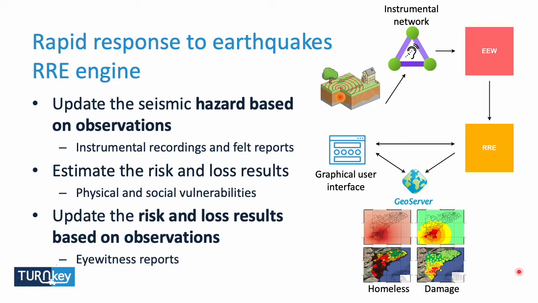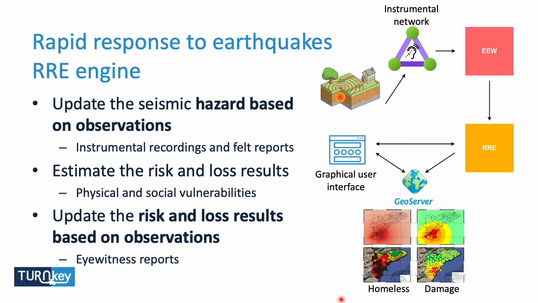The one generated by early warning was just a first idea of what could be the impact of the earthquake in terms of intensity. But then it is updated once we start receiving data in terms of the ground shaking, and it keeps being updated as long as there is data coming from different networks. And once it's done, it uses this data to compute the risk and loss.